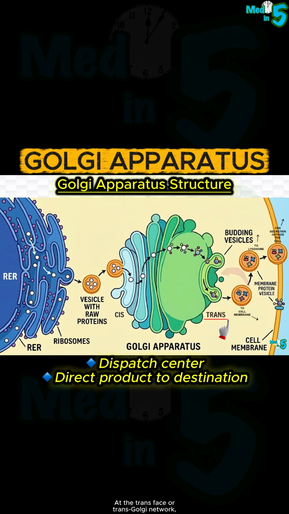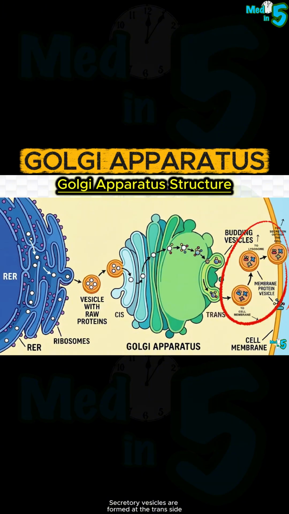At the trans face, or trans Golgi network, the Golgi functions like a dispatch center, directing each product to its destination. Secretory vesicles are formed at the trans side to carry finished products to the cell membrane for release outside the cell or for use in other cellular locations.